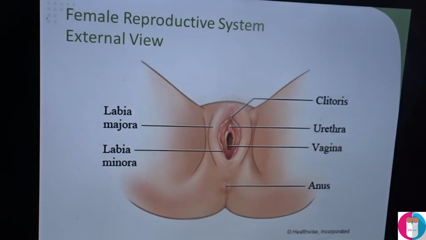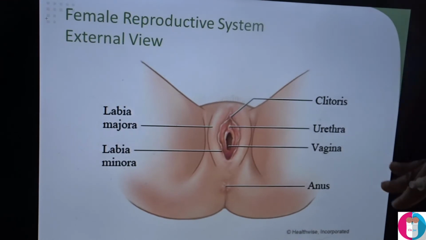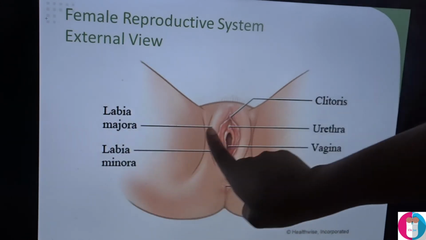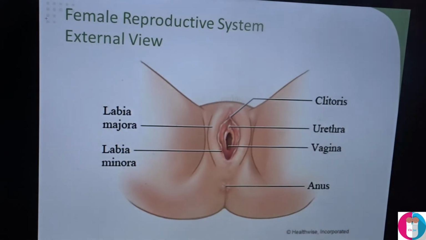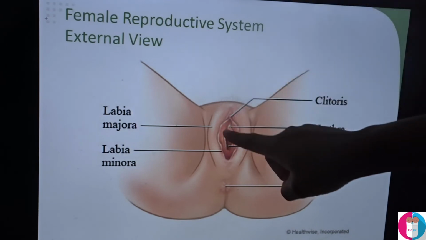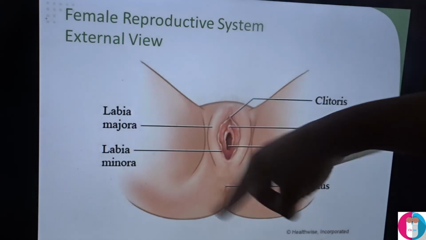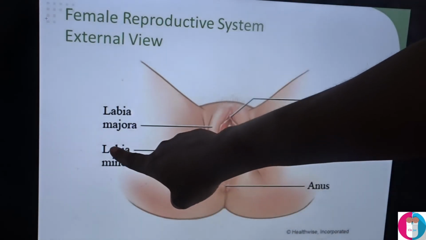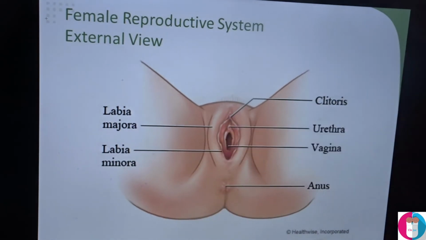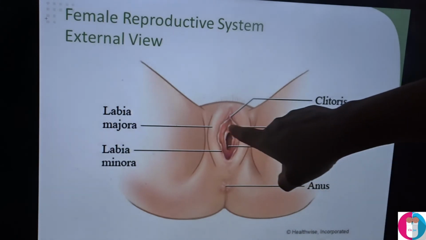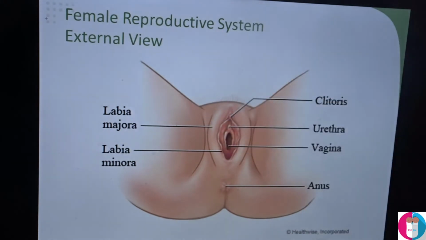Okay, so this is how the female external reproductive organs look like, and here we have the labia majora. It's quite big. It's also known as the big lips or the large lips, and their function is actually to protect the external organs. And we also have the labia minora, which is also known as the small lips, located inside the labia majora.